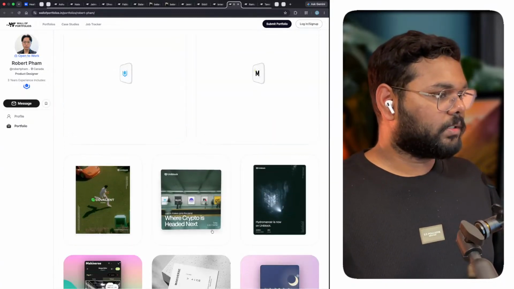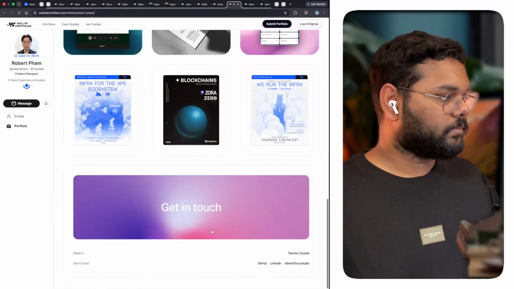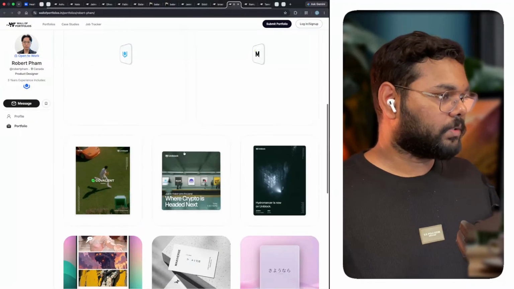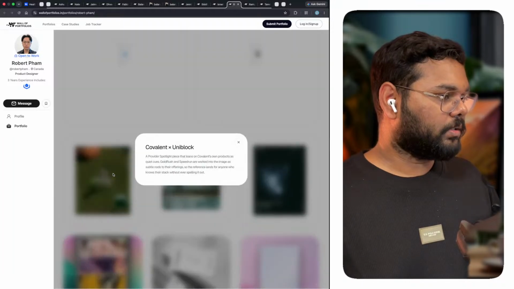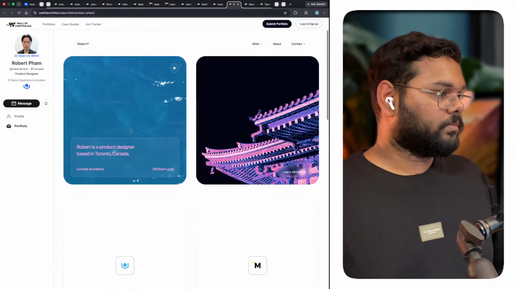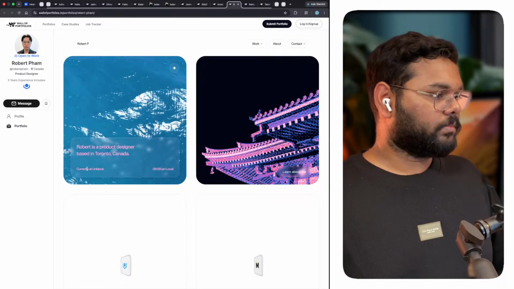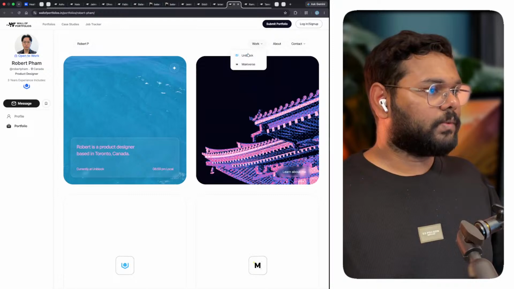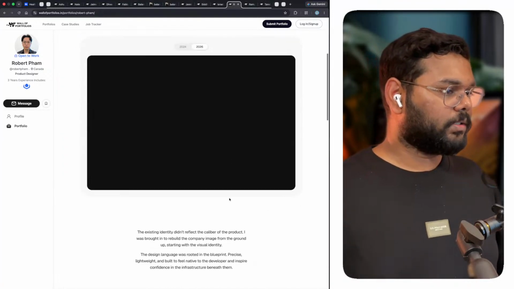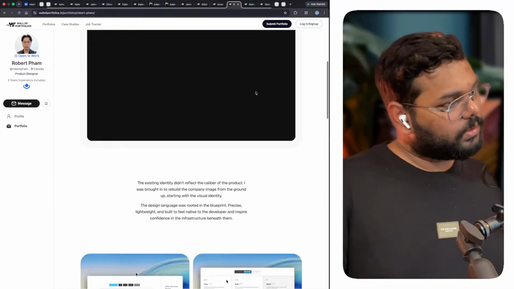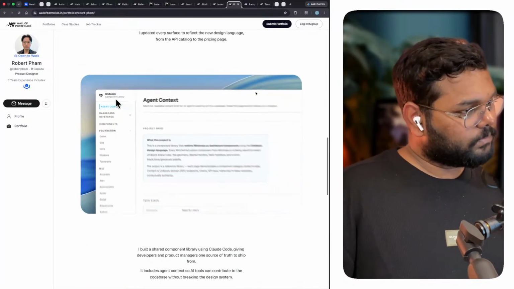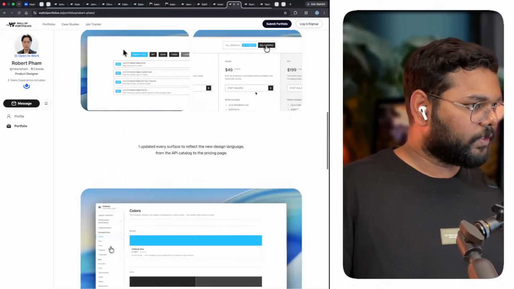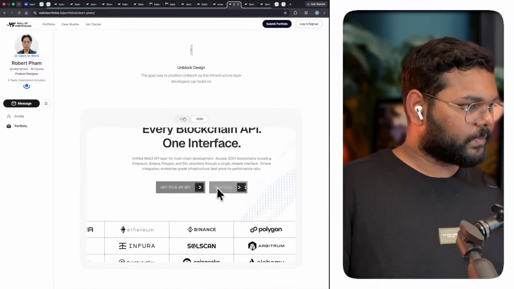Robot. Okay. Okay, just one click. Can't click on these. I don't know. Work, Uniblock. Okay. There are a few good things. First of all, this one.